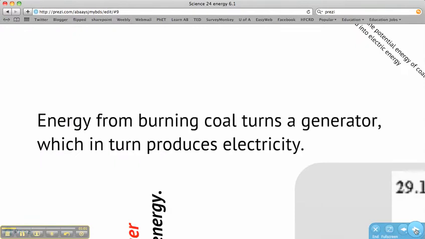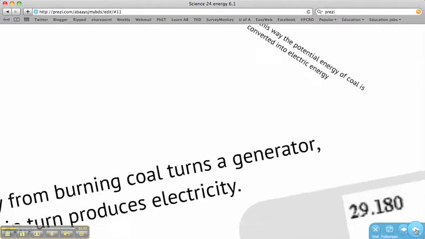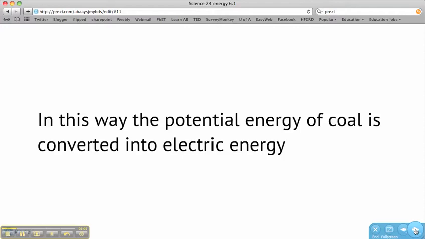So energy from burning coal turns a generator, which in turn produces our electricity. And in this way, the potential energy of coal is converted into electric energy. So in this case, coal would be the input energy, the generator would be our converter, and electric energy would be our output energy.